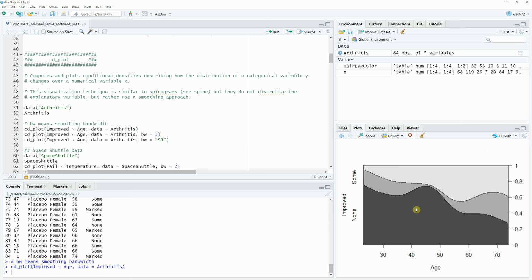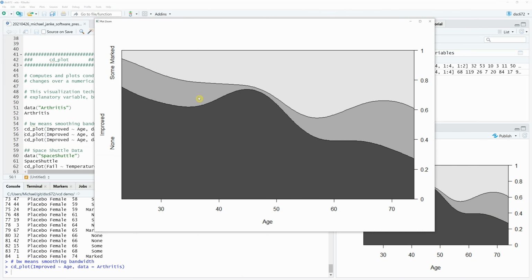Interpretively, the None improvement is higher when you get to 50 versus the other two categories. It's really thin here. Then as you get older, it seems that the Some improvement increases as you get older. As you'll see as we go through this, sometimes these plots have some issues with being able to show all of the values here. So for example, Marked is not present. If I look at the larger version, we can see it here, but can't always see it within RStudio itself.